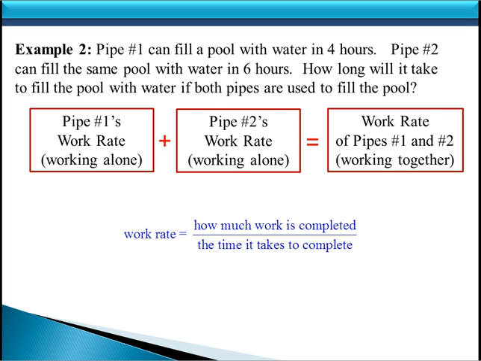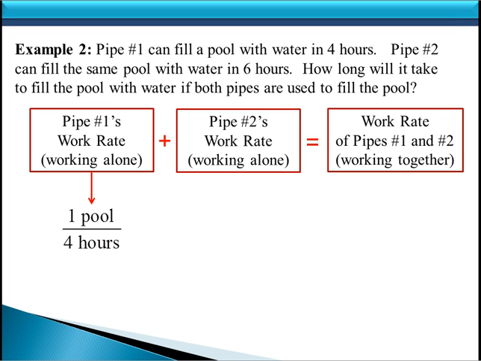So let's look at pipe number 1's work rate using this definition. Pipe number 1 can fill 1 pool, so that's how much work is completed, in 4 hours. So we put 4 hours on the bottom. That's the time it takes to complete that task. Then pipe number 2 can fill 1 pool in 6 hours. So how much work is 1 pool, divided by how long it takes, which is 6 hours. And then the work rate together is still filling 1 pool, but we don't know how long it's going to take for both pipes to work together.